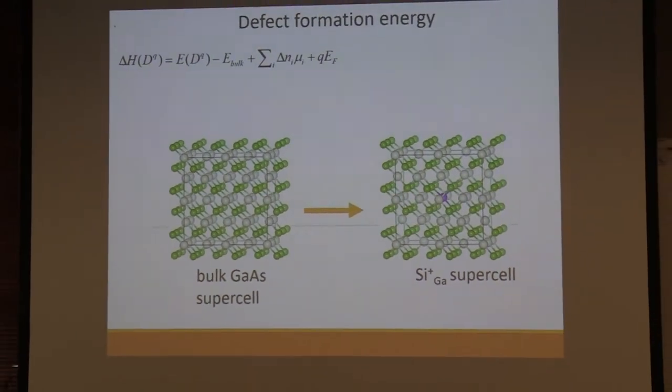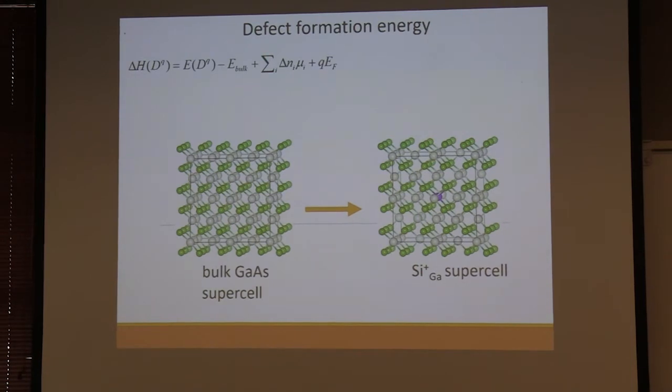So how do we create this? If we were to actually do it with our hands, if we could go into this crystal and do this, we'd have to go in and rip out a gallium. And we have to put it somewhere, right? So that's the first thing we do. We go in, we take a gallium, and we put it somewhere.